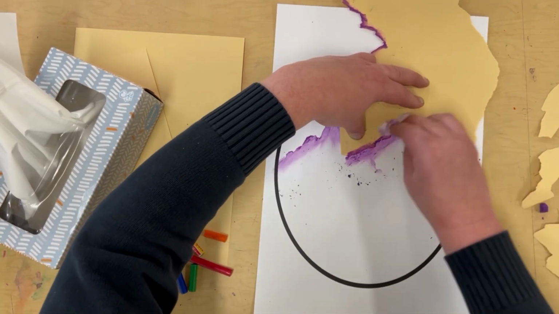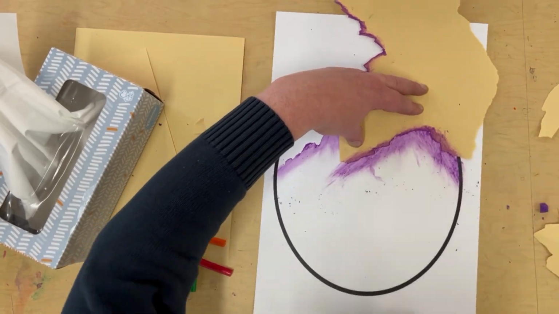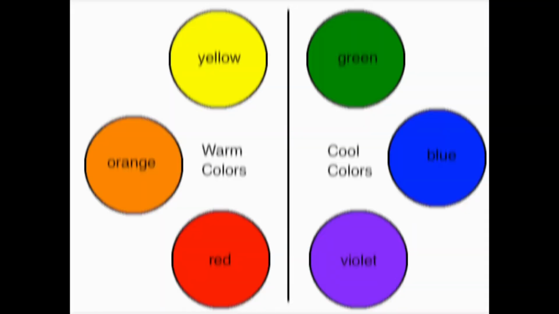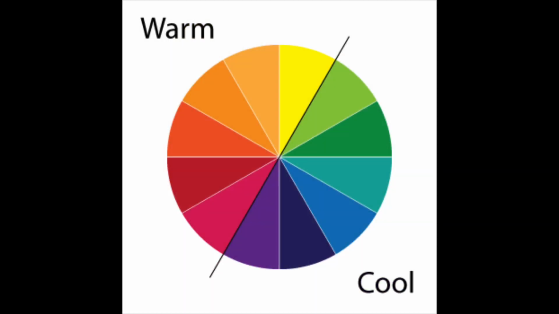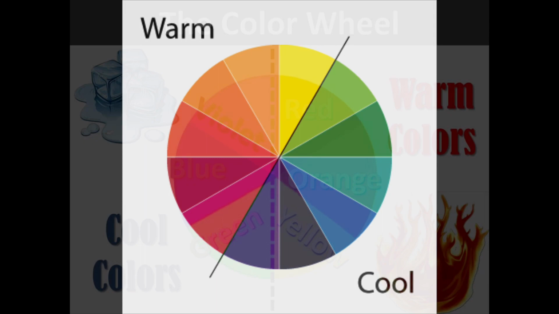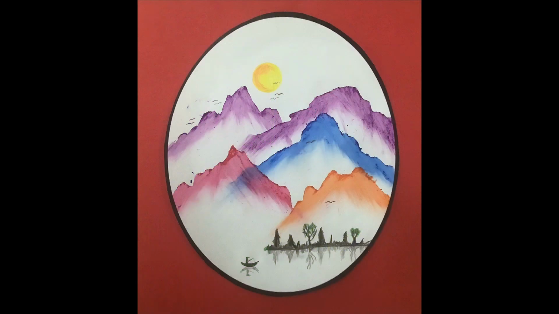purple to start. The reason I use purple is because it is a cool color. Your basic cool colors are green, blue, and purple, and your basic warm colors are red, orange, and yellow. But you could also include all the different colors in between those as warm or cool. But if that's confusing, just remember violet, another name for purple, blue and green are cool colors, and warm colors are red, orange, and yellow, kind of like fire colors.